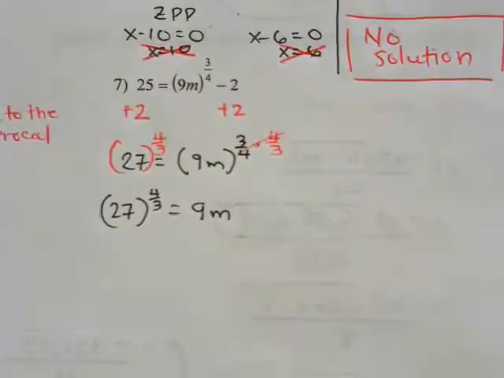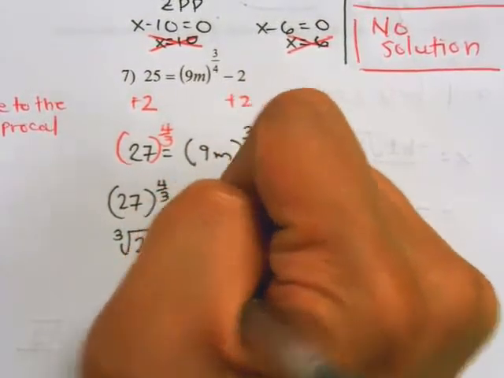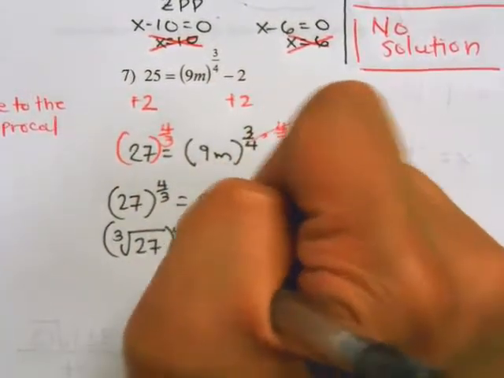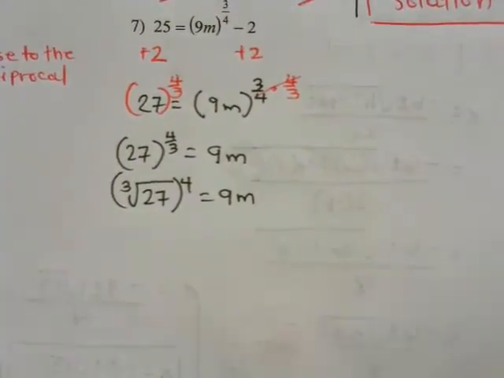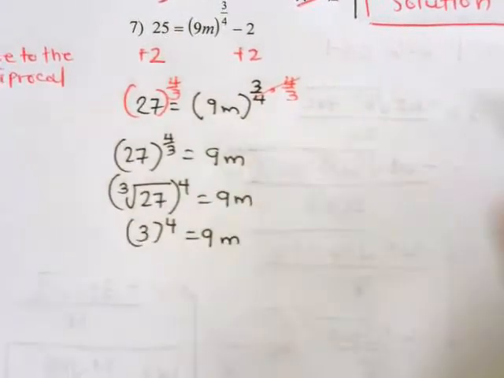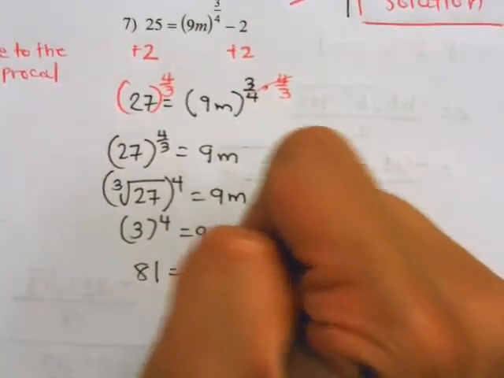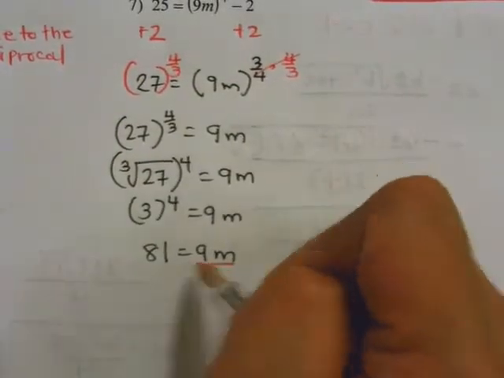We're going to change this back into root form. So the 3, the denominator, goes with the root, and the 4 goes on the outside. What times what times what is 27? That's going to be 3. 3 to the 4th power is going to be 81. And then we're going to divide both sides by 9.